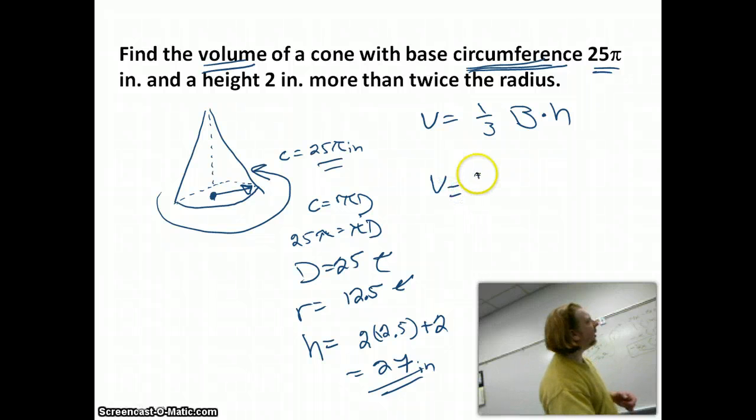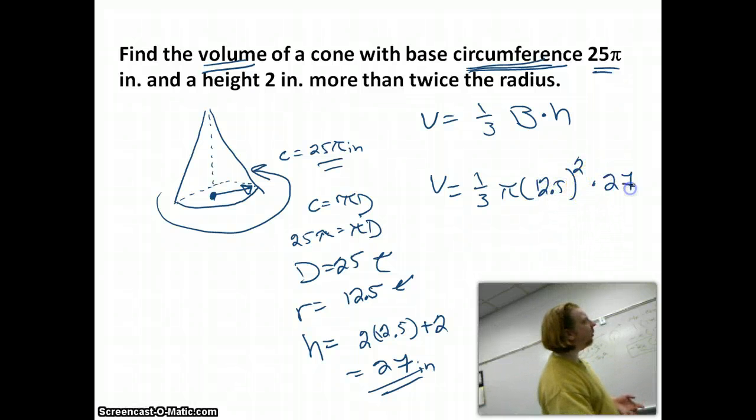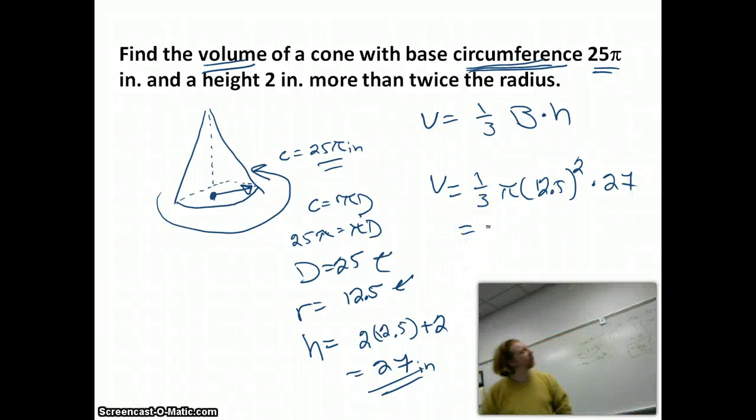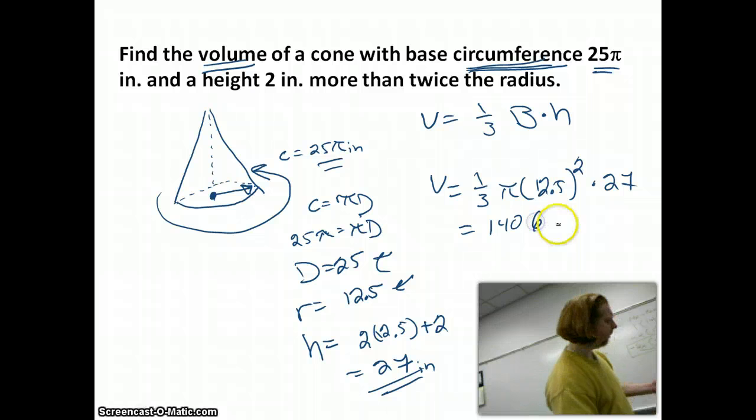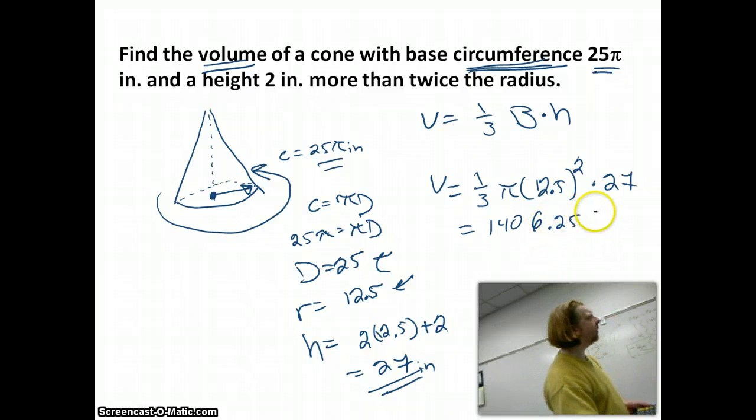So the volume then would be 1/3 pi r squared h, so pi times 12.5 squared times 27. 12.5 times itself, multiply that by 9, gives me 1406.25. Why did you times 9? Because 1/3 of 27 is 9.